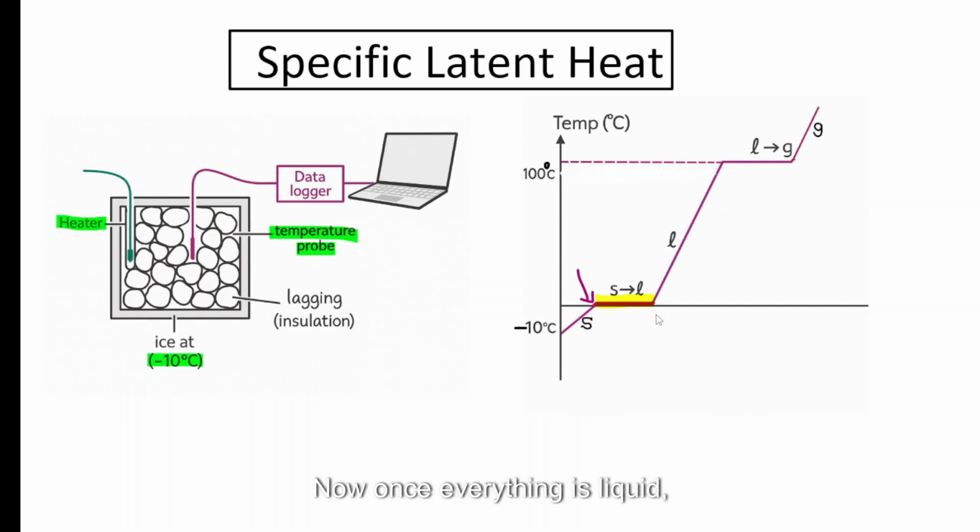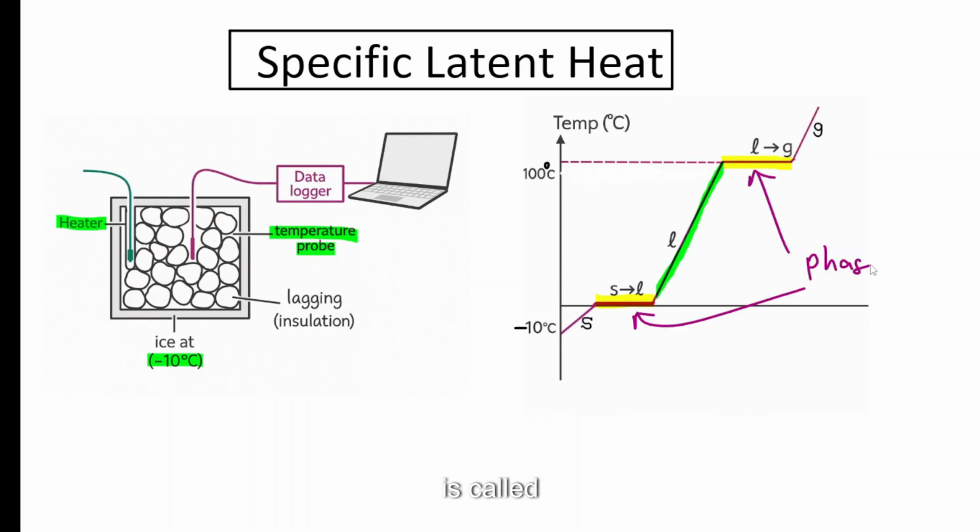Now, once everything is liquid, the temperature will obviously rise again. So the liquid will heat up. And the same thing happens when it hits 100 degrees Celsius. At that temperature, now the liquid is being converted into gas. The vaporization is going to take place. So again, the change takes place and it requires energy. So the temperature does not rise. So what happens in places like this is called a phase change.